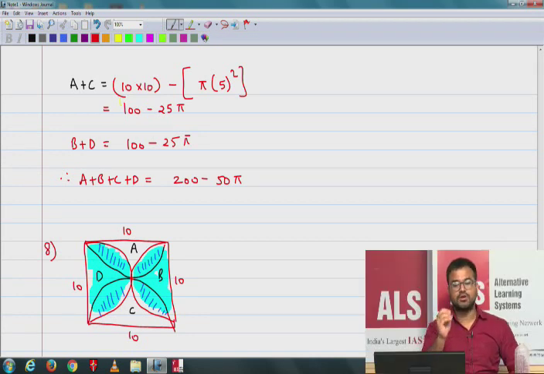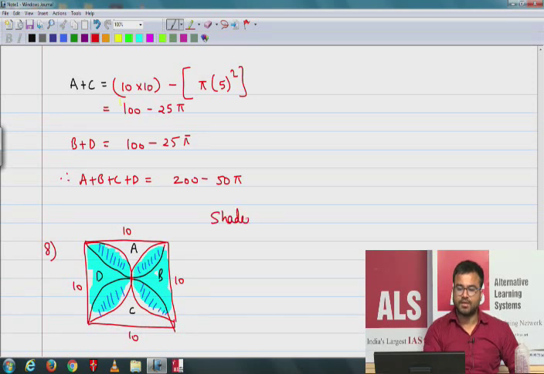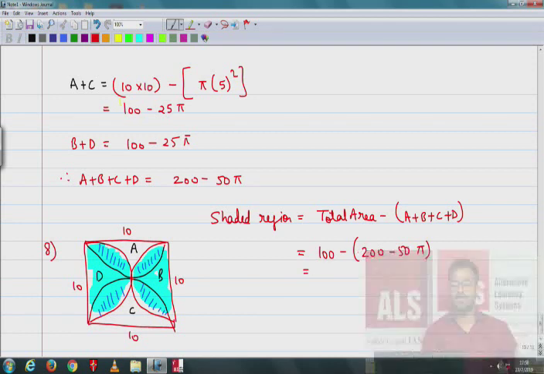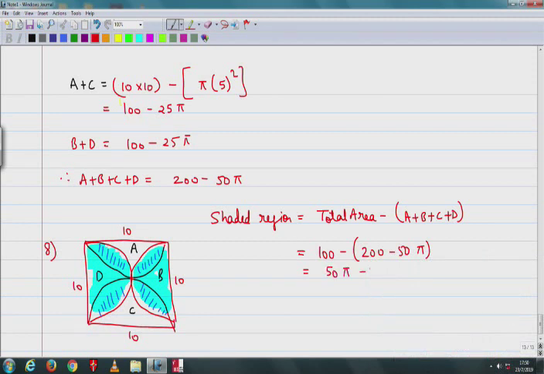Now, in order to get the shaded region area from the total area of the square, just subtract the area for A, B, C, D. So, the shaded region is equal to total area minus A, B, C, D. Total area is 100 minus (200 minus 50 pi). So, 100 minus 200 is minus 100 and plus 50 pi. So, 50 pi minus 100. That is the correct answer.